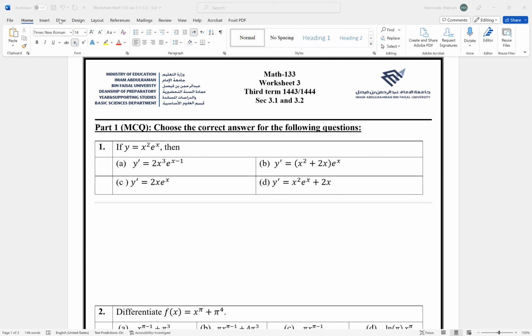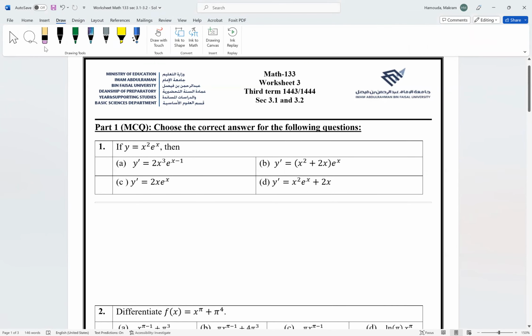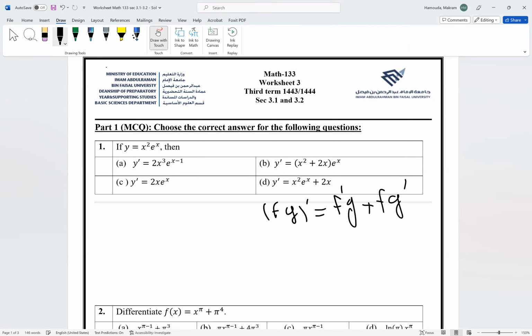Since it is, in fact, a product of two functions, we will apply the product rule. I will write here the rule. (fg)' is equal to f prime g plus f g prime. So we alternate the derivative between the two functions.